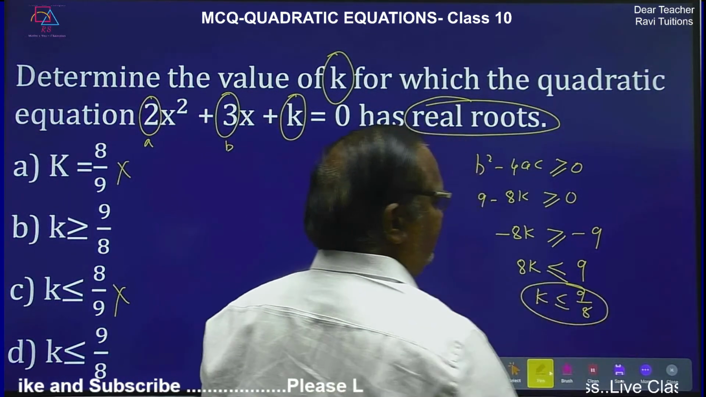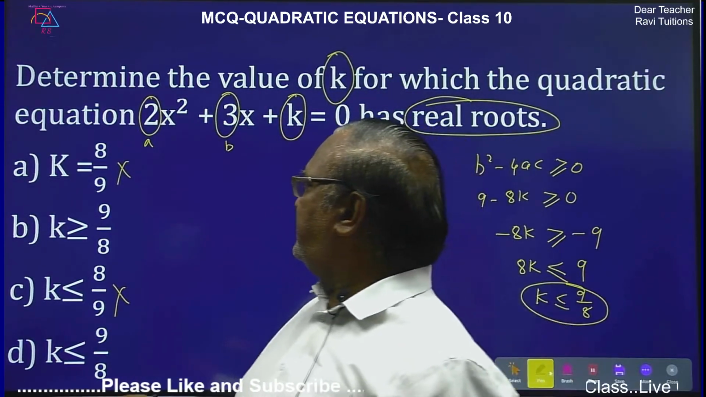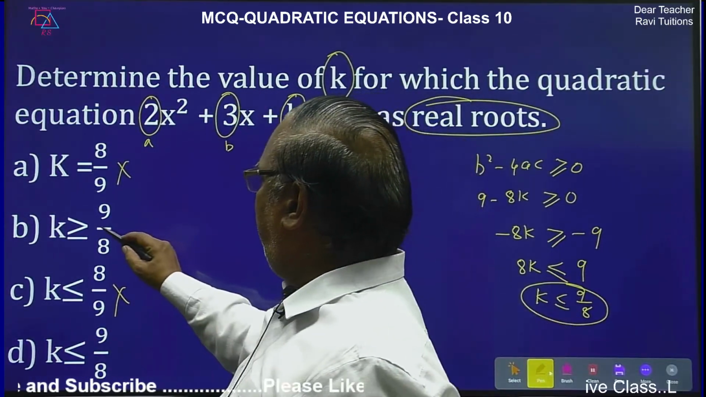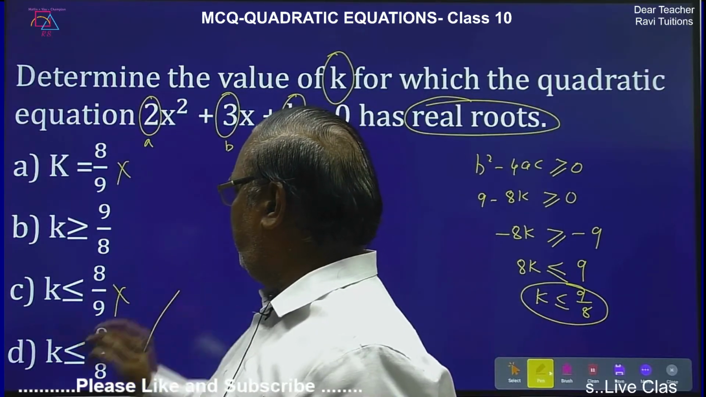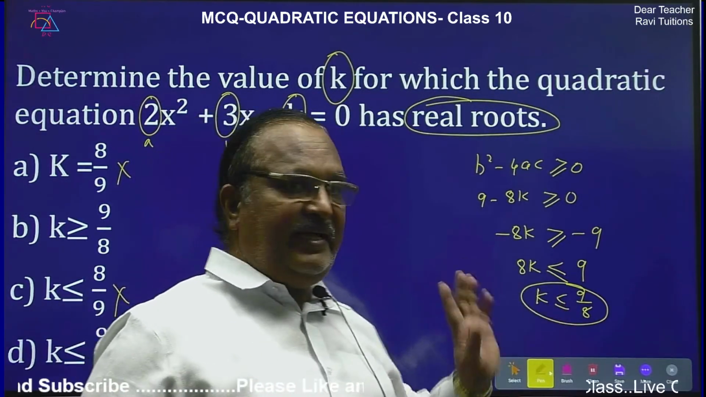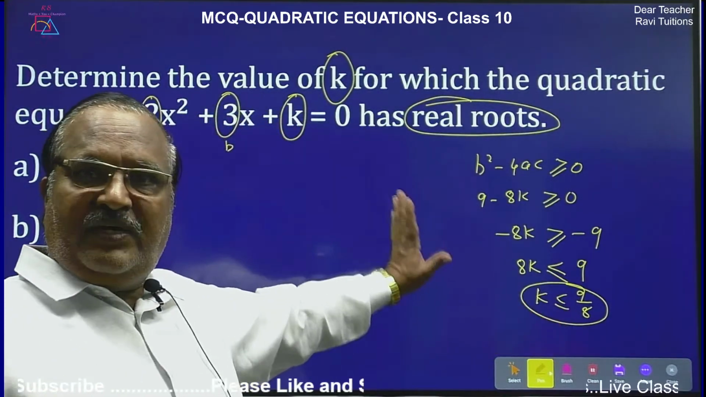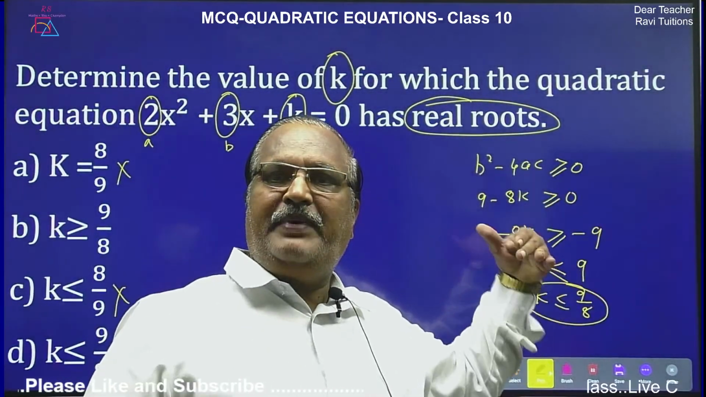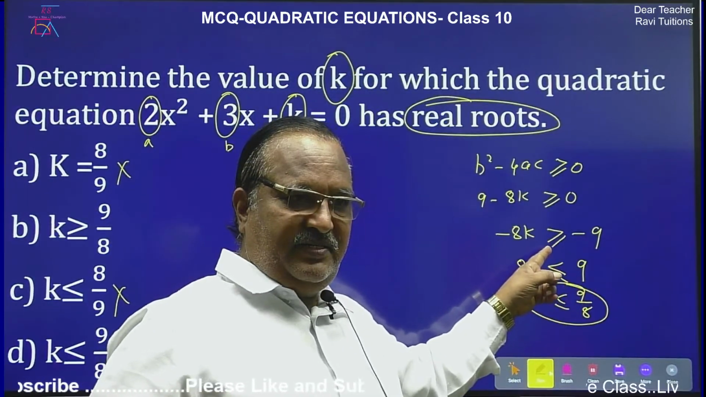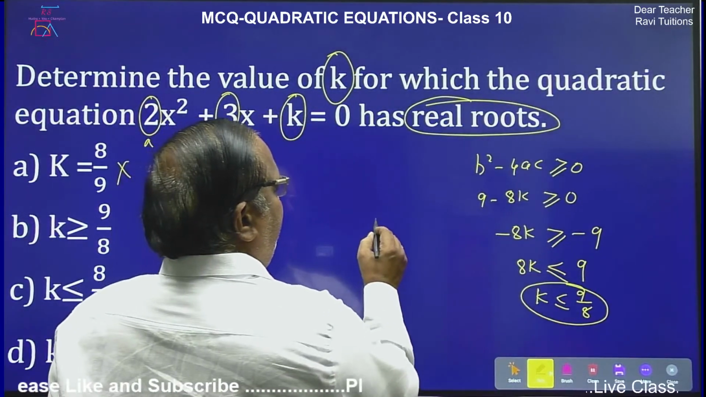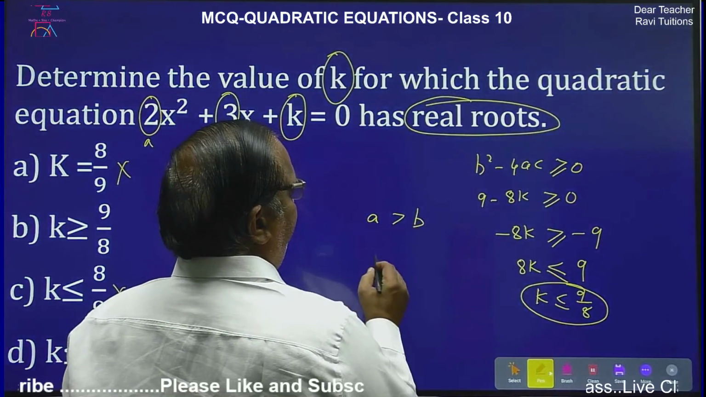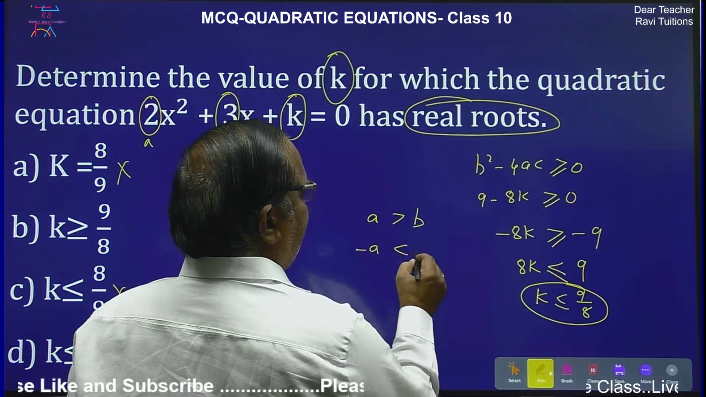This is the answer. Now see, both options are there: k greater than, k less than. It is less than, because it is given that k is less than 9 by 8. You have to be very careful. For this, you need the basics of inequations. I will give you: if A is greater than B, then minus A is less than minus B.